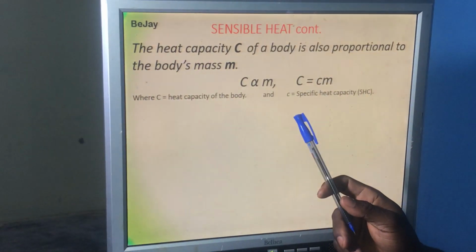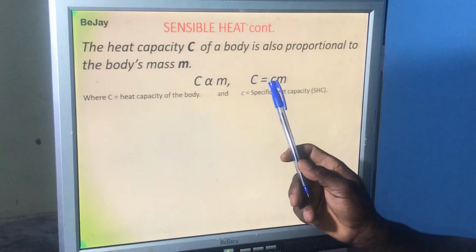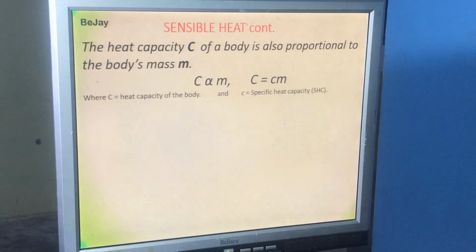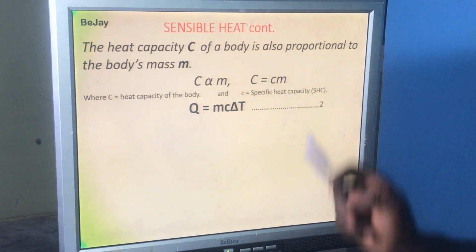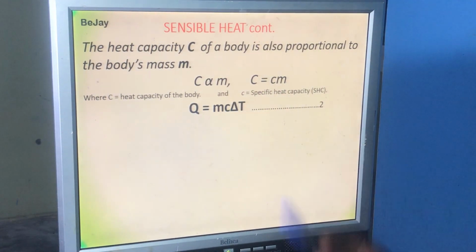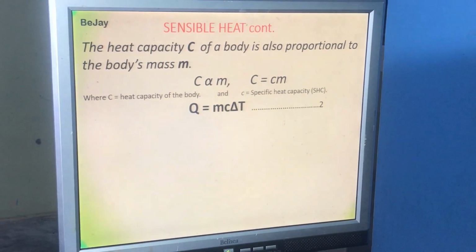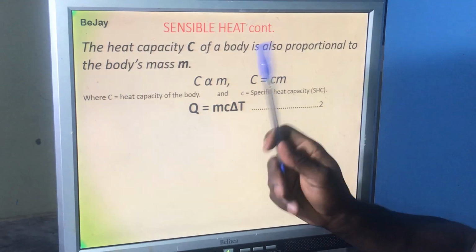So that when we multiply the specific heat capacity by the mass, that will give us the heat capacity. Good. So when we put this into equation 1, that gives us Q equals mc delta T. This is the main equation that we use so far as sensible heat is concerned.